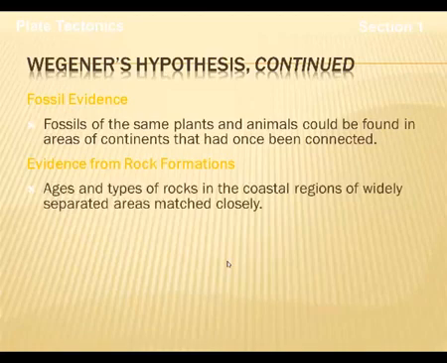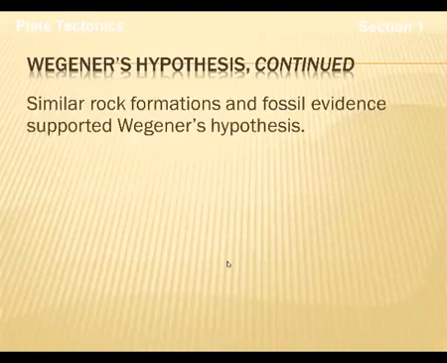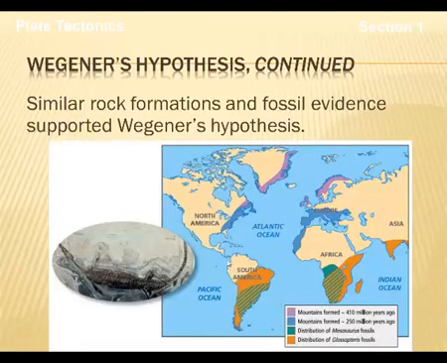He used evidence from rock formations, specifically evidence along the eastern seaboard of the United States and the western seaboard of Europe. He used evidence from rock formations that are very similar between those two locations. And on the next slide, we'll look at a picture that helps to explain that further. And then finally, he used climatic evidence. And he found that there were or could have been changes in climate patterns which would suggest that the continents have not always been located where they are currently. So rock formations and fossil evidence were both used to support Wagner's hypothesis.